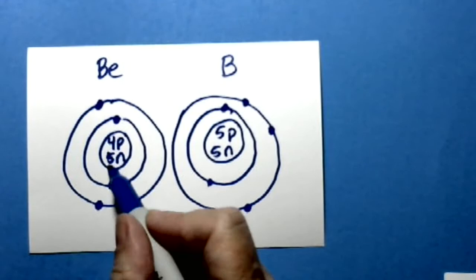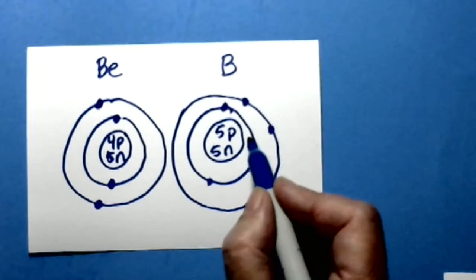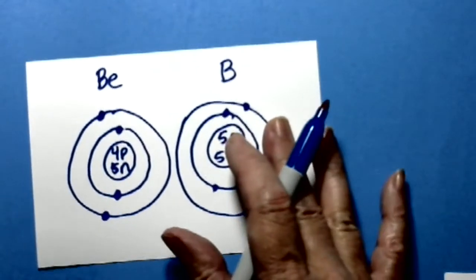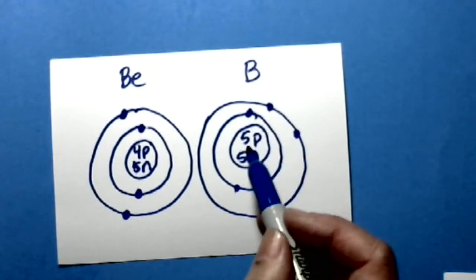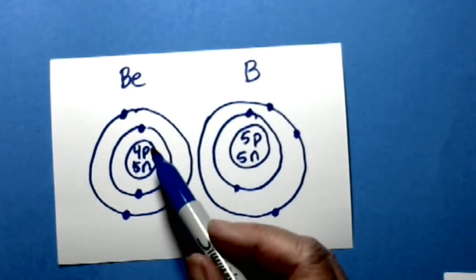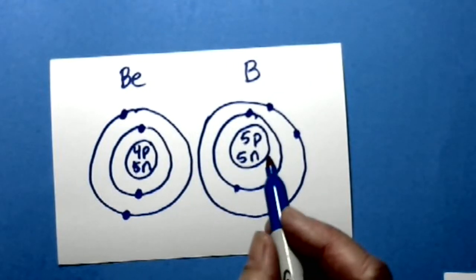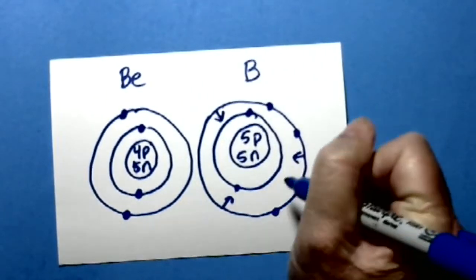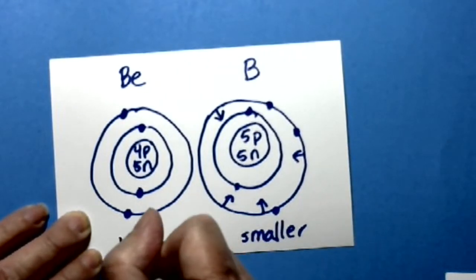So once again, these are being pulled in by a force of 4. This is being pulled in by a force of 5 protons. But remember, these here in this inner circle, the first energy level, are kind of blocking the path to the nucleus. So it's kind of being pushed out by 2 but pulled in by 5. This is being blocked by 2 but pulled in by 4. So still the net pull is bigger on this. So once again, this gets pulled in a little bit more and this becomes smaller and this is the bigger.